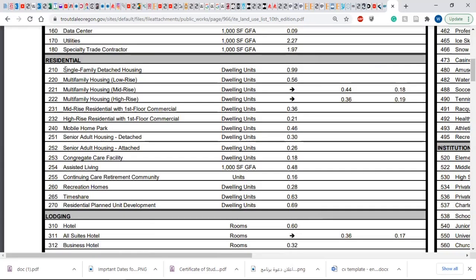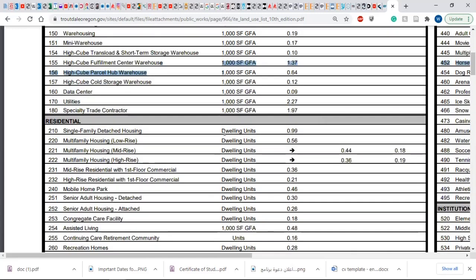Residential, for example, single family detached housing, dwelling unit. The unit here, focus with me, please. You can see that the unit varies by the land use type. For example, dwelling unit means one residential unit. It might be an apartment or a separated home. And in this case, it's single family detached housing, so that's separate homes. It's 0.99.